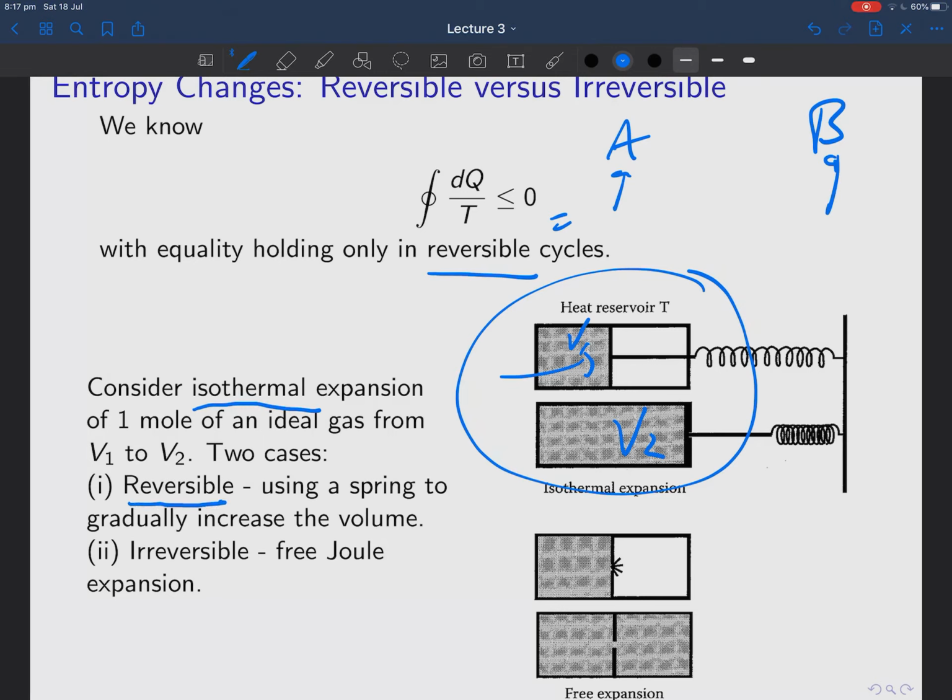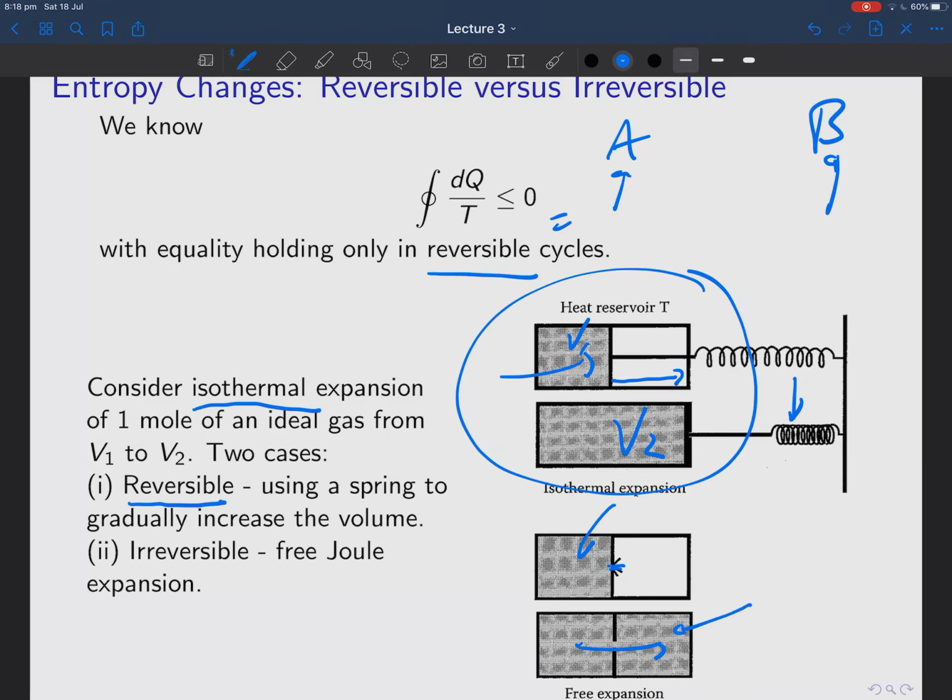So we're going to do it two ways. First way is reversible. So we're going to have a spring here, and that spring slowly compresses, like so, as the gas expands. So that's one way of doing it. And that's clearly reversible. If we do it slowly enough, it'll be reversible. Irreversible is just free Joule expansion. So we just cut a hole here, bang, it expands. Now they both end up in a volume V2 at a temperature T.